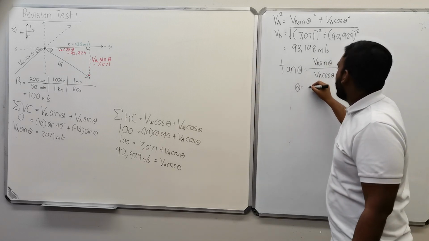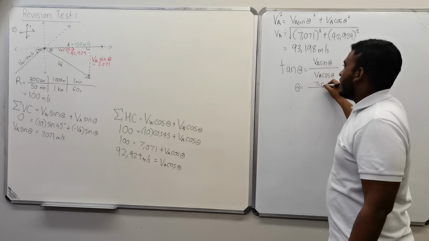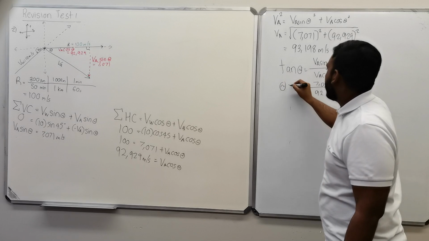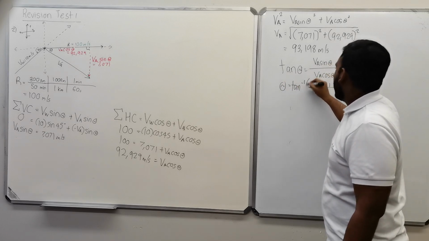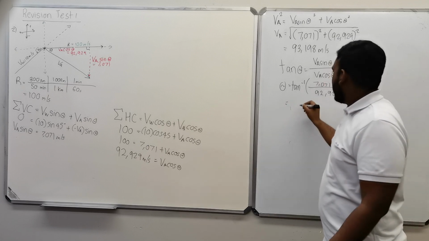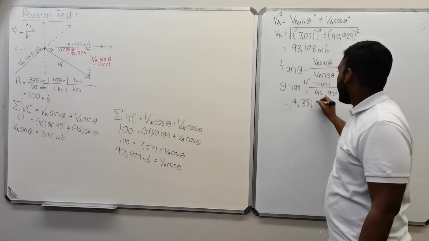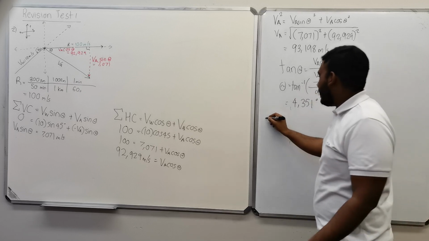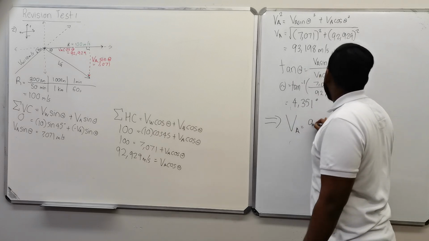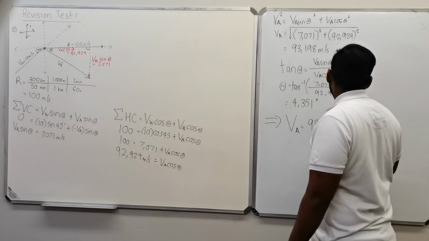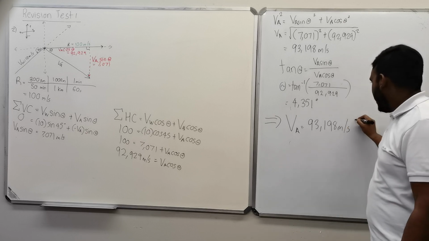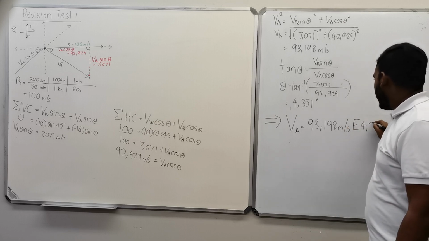So the angle is equal to 7.071 all over 92.929, which is equal to 4.351 degrees. Therefore, your final answer for the velocity of the aeroplane is 93.198 meters per second, and where is your angle found? Down. So it will be east 4.351 south.